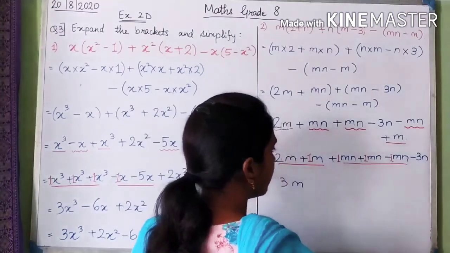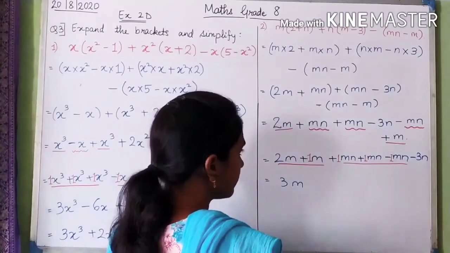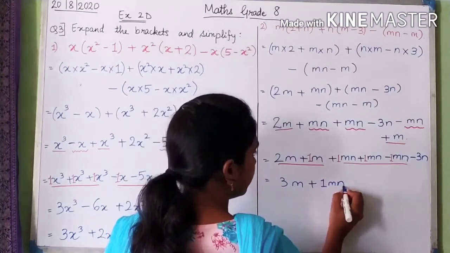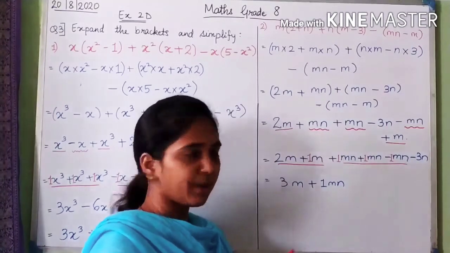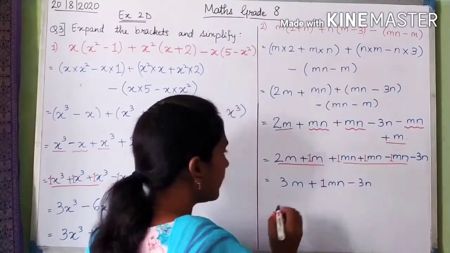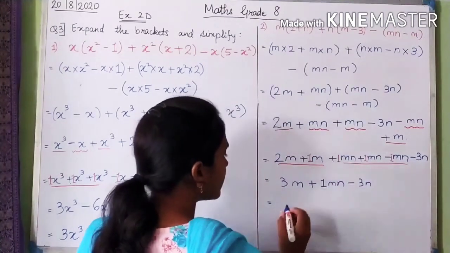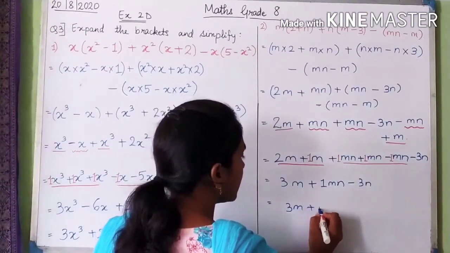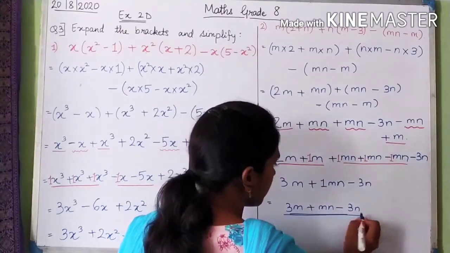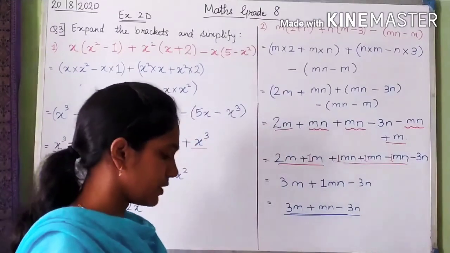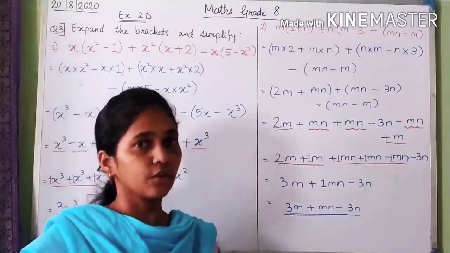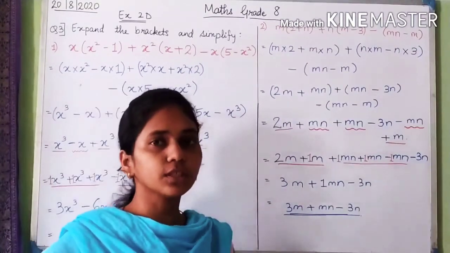So we write plus 1 mn. Then minus 3n which is left. So minus 3n. Okay. So this is our final answer: 3m plus mn minus 3n. So this is the final simplified expression of this expansion. Okay. So this was the second sum. Now we go to the third one.